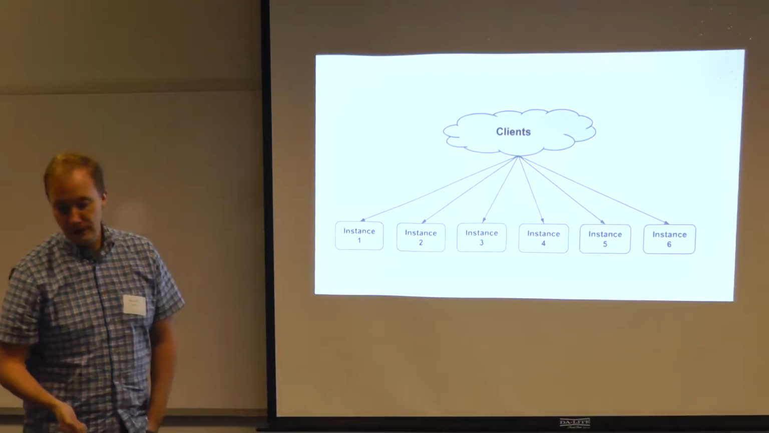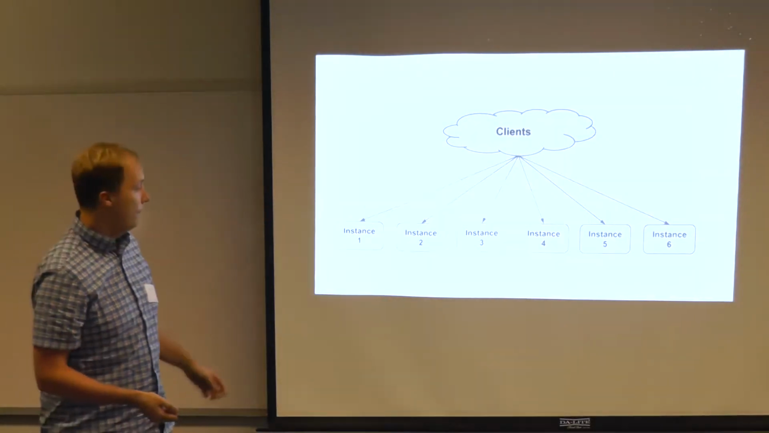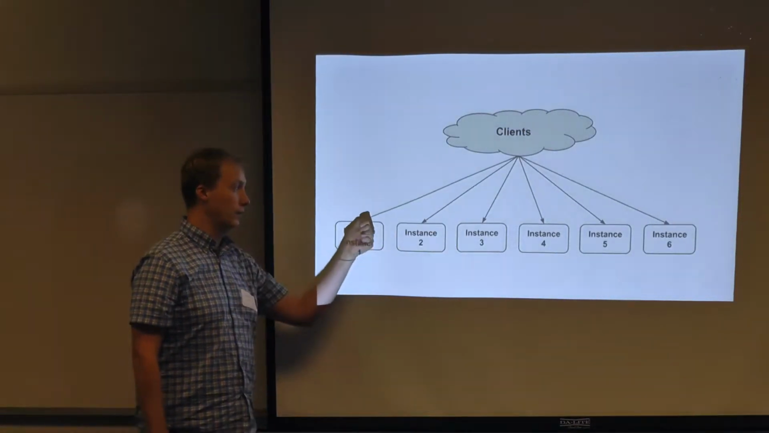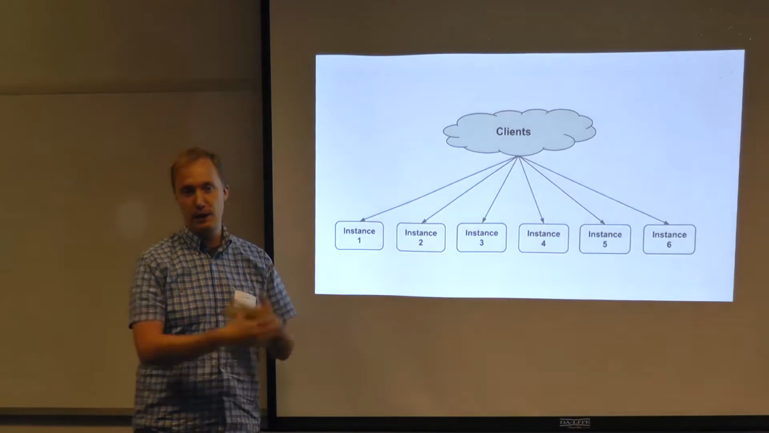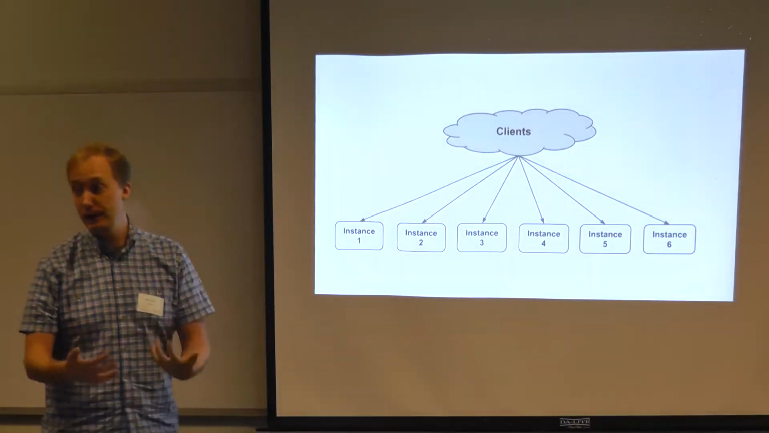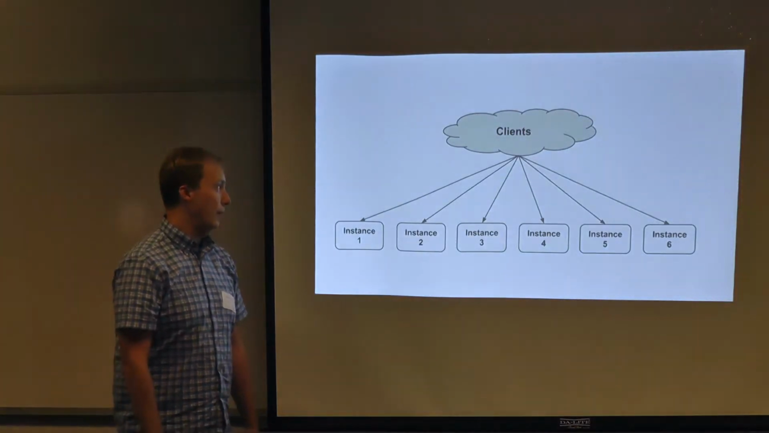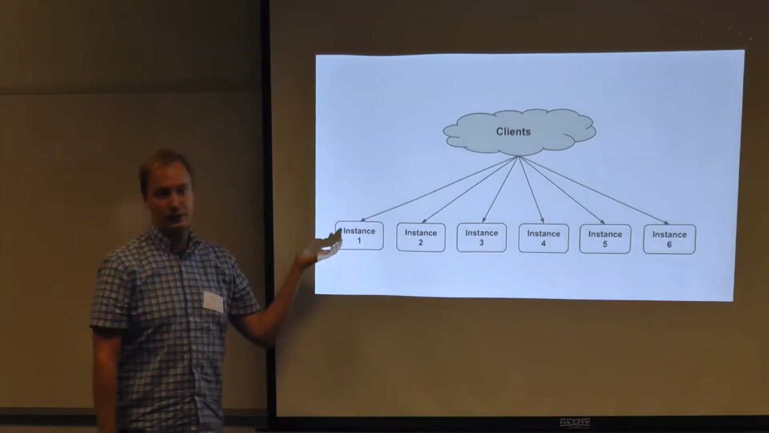So if instance 1 over here fails, I want the load of this instance to go to these other instances, right? I want to balance the load among all of the healthy tasks, right? I don't want to just blindly send requests to this instance, even if it's unhealthy.